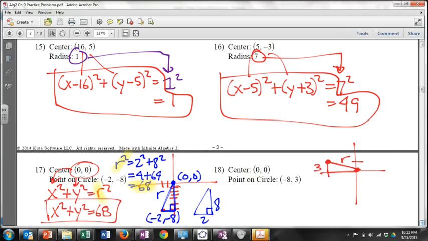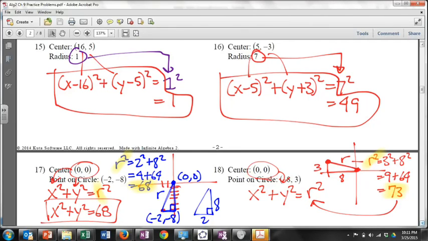The height is 3. This length is 8. So r squared is equal to 3 squared plus 8 squared, which is equal to 9 plus 64, which is equal to 73. R squared is 73. Our standard form for a circle at the origin, again, x squared plus y squared is equal to r squared, and in this case r squared is equal to 73. So there we have our equation for that circle, number 18.